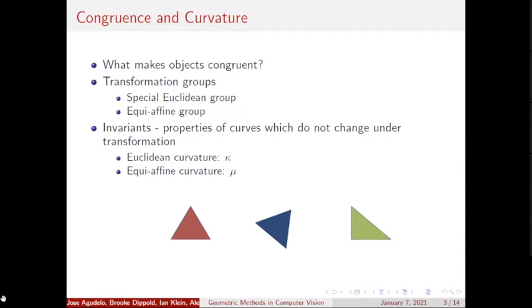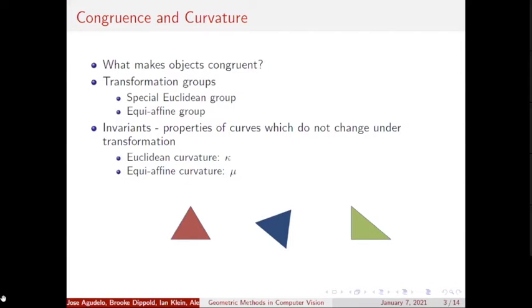Two specific transformation groups that we're looking at are the special Euclidean group, which is composed of translations and rotations, and the equiaffine group, which is composed of translations and all area preserving linear transformations. So in particular, these triangles at the bottom, the left two are congruent under both groups, but assuming they all have the same area, all three triangles are congruent under the equiaffine group.